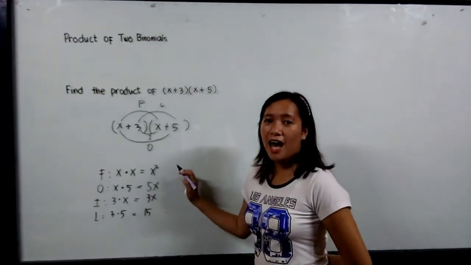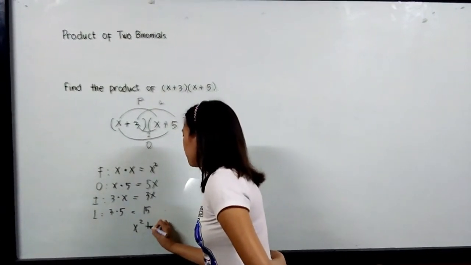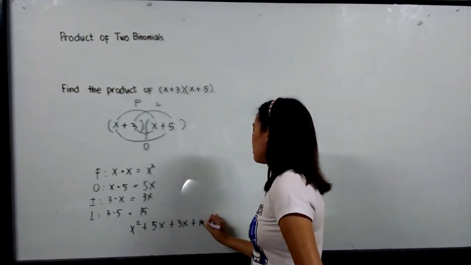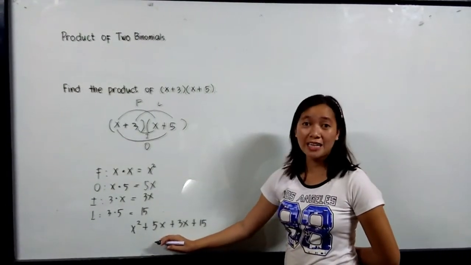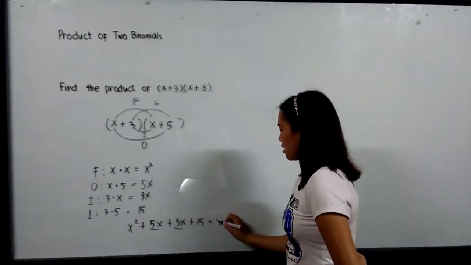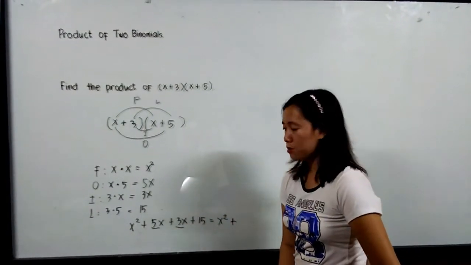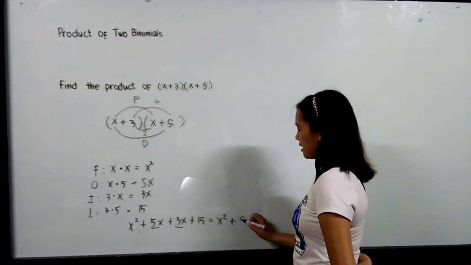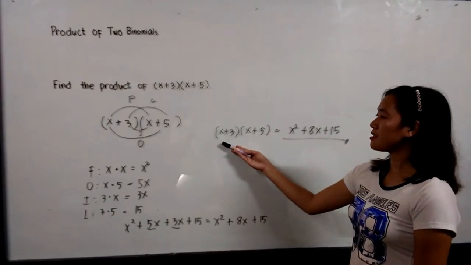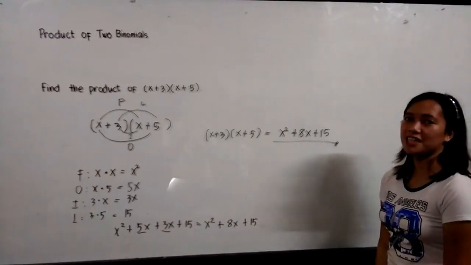Next step, add all the terms that we had. So we had x squared + 5x + 3x + 15. Now combine all the like terms. We have the like terms 5x and 3x. So x squared, copy, plus the sum of the like terms: 5x + 3x is 8x, plus 15. So the product of x + 3 and x + 5 is x squared + 8x + 15.